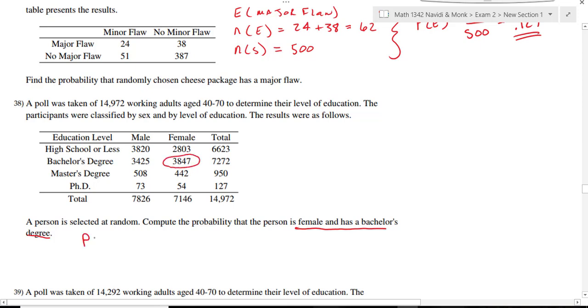So the probability of that event is going to be the number of elements in that event divided by the number of elements in the sample space. What is my sample space for this problem? The 14,972. And when we put that in our calculator, what do we get? We'll call that 0.257 if we're rounding to 3 decimal places.